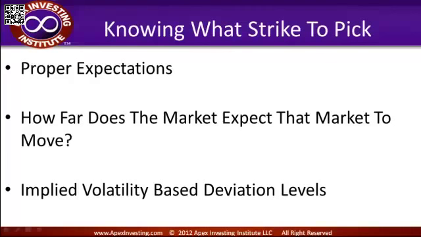Well, what you need to do is be able to pull implied volatility from a number of options. Implied means expected, volatility means movement. And by pulling that out of the options of the underlying market, you can then factor it into an intraday deviation formula, and you're able to assess how far the market's going to move today based on the market's expectations.